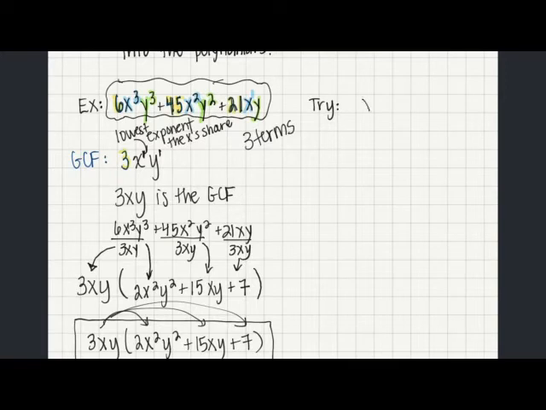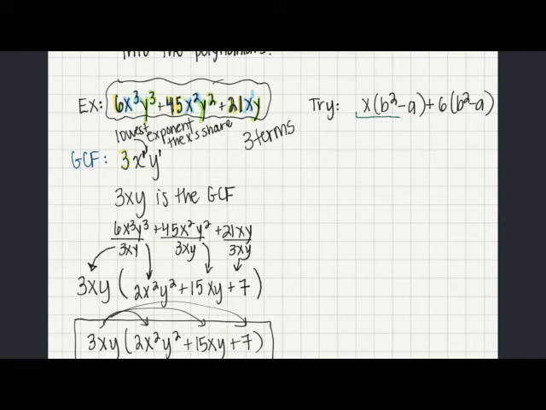Okay, so let's try. Now this one's going to be interesting. x times b squared minus a plus 6 times b squared minus a. Write that down and think, how many terms do you have and what do the terms have in common? Go ahead and press pause if you want to try this on your own. If you want to listen to me work out the problem, just continue watching.